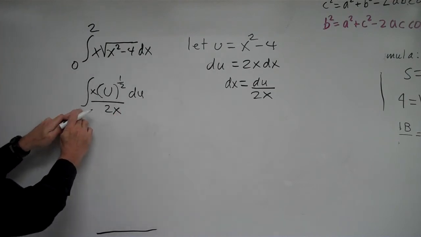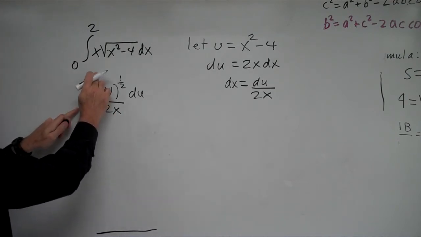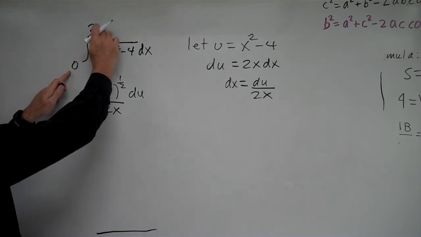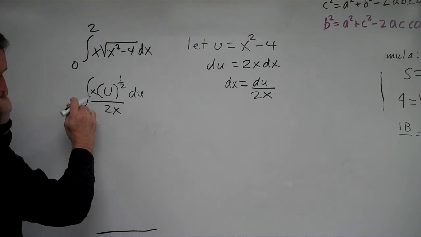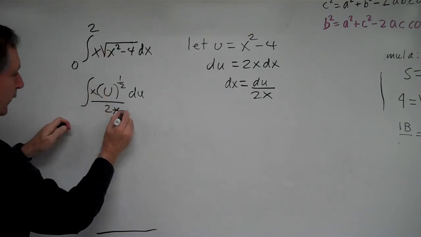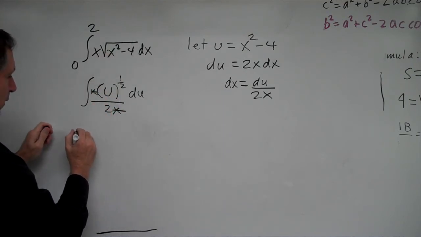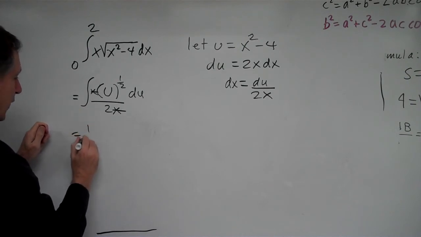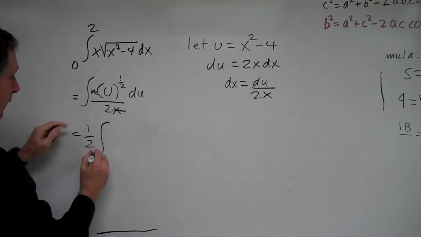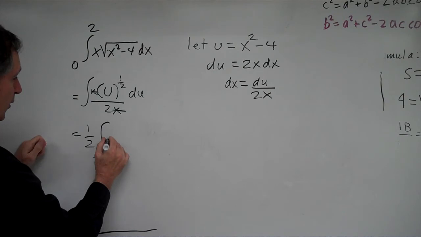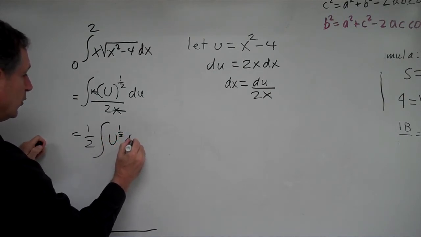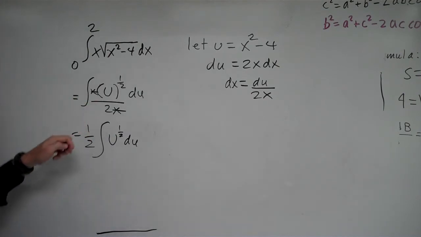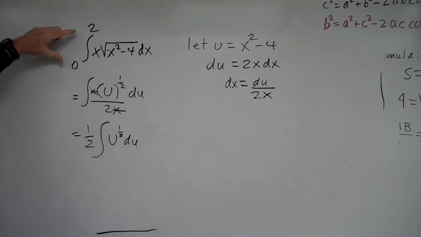Now I've deliberately not put the definite integral limits from 0 to 2. I haven't changed the limits yet, but we're going to have cancellation here. We're going to get 1/2 u to the 1/2 power du. Now what's happened is we're going to now reevaluate the limits.